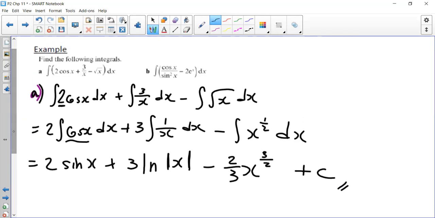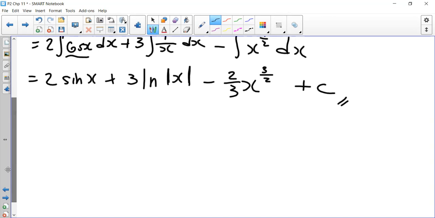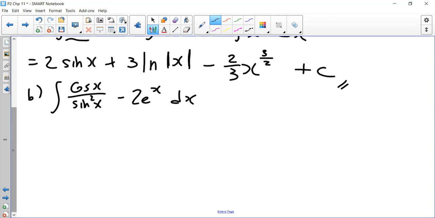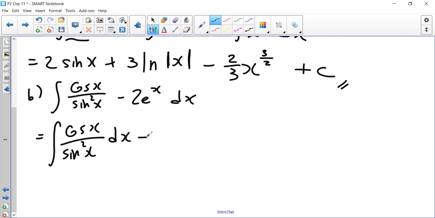Okay, part B, the integral of cos x over sine squared x. Let me copy the question again. The question was integrating cos x over sine squared x minus 2e to the power of x, dx. I see a minus, so the first thing is, again, I'm going to rewrite that. The first fraction, split them up, dx, minus. This time I'll also pull out a 2 in one go. Remember, you should pull out the coefficient whenever you can.